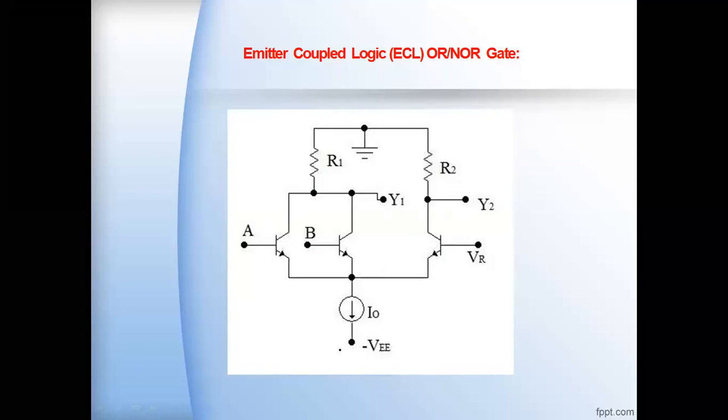So what does this circuit do? This circuit implements the function of the OR and NOR gate. So let us check the functionality of this circuit. Let me take the inputs A and B, and we have the two outputs for the emitter coupled logic. The two outputs are Y1 and Y2 here.